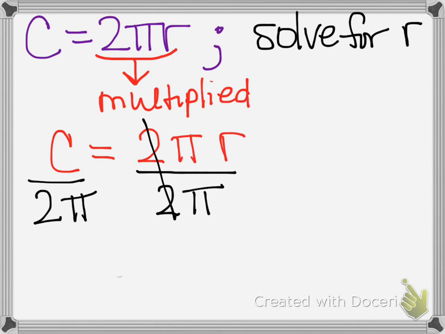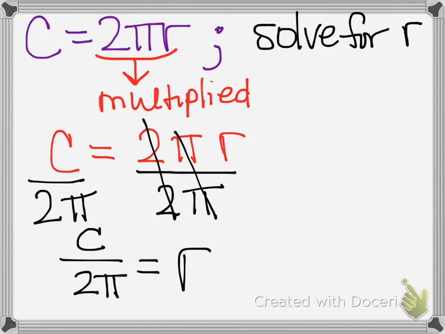The 2 cancels, the pi cancels. We're left here with r. On the left side of the equation, c divided by 2 pi does not simplify. So the correct answer is c divided by 2 pi equals r, and we stop.